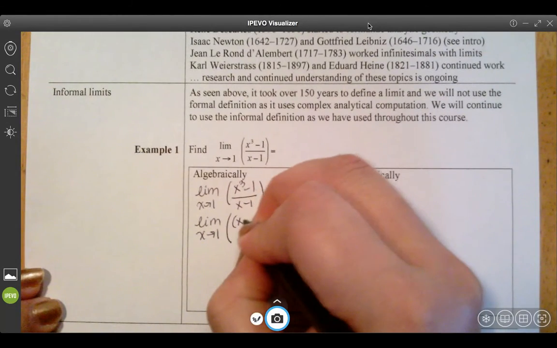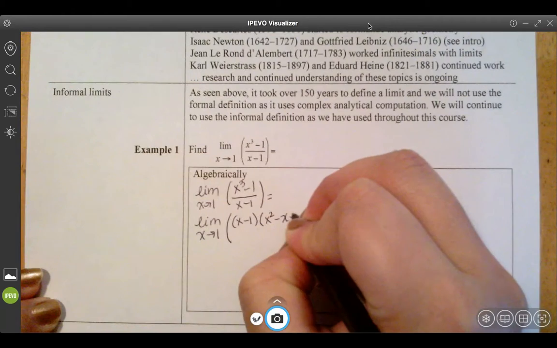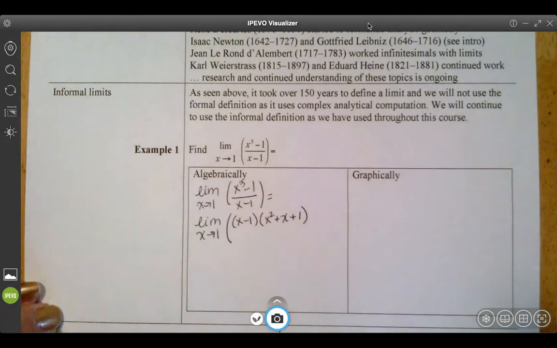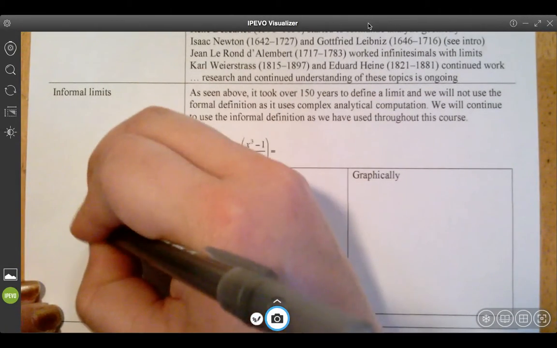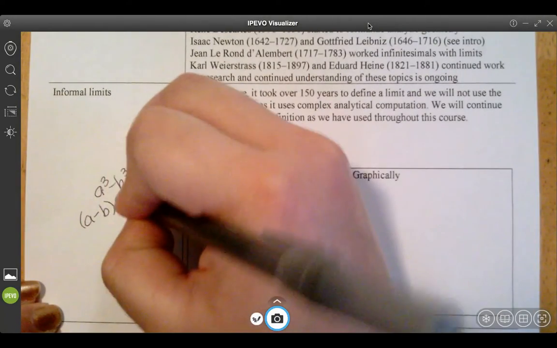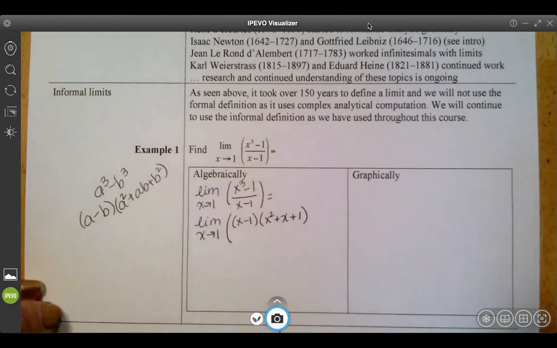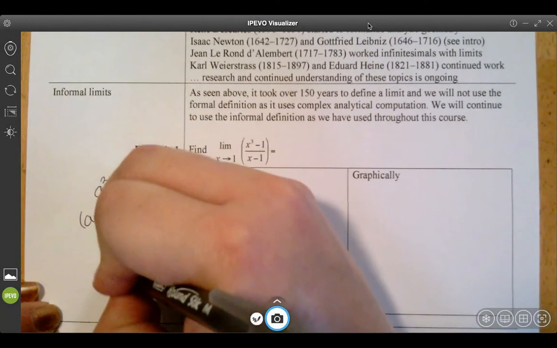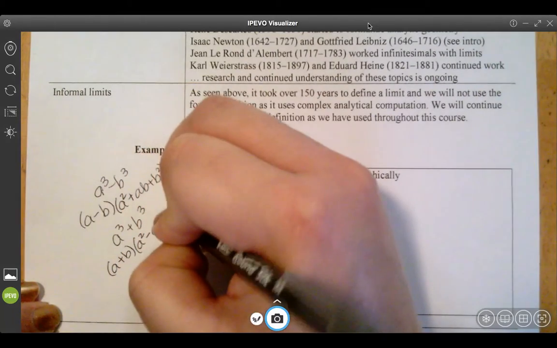And so that's x minus 1 times x squared minus x plus x plus 1. Now there's a formula for that, right? If I have a difference of perfect cubes, a cubed minus b cubed, it's a minus b times a squared plus ab plus b squared. Okay, if it was a cubed plus b cubed, it's a plus b times a squared minus ab plus b squared.